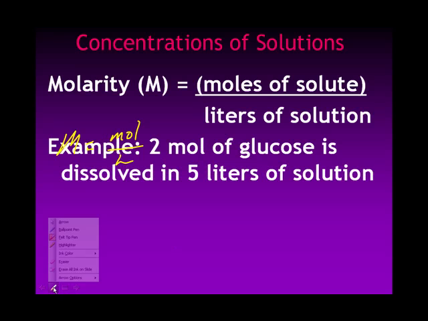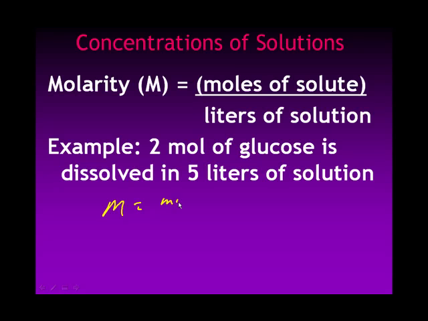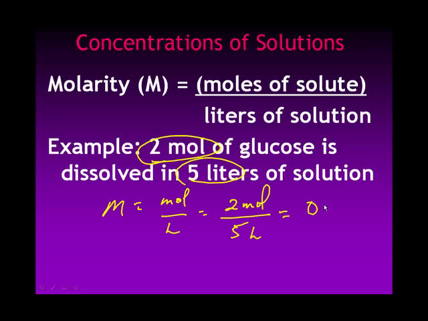So here's our first example. You have 2 moles of glucose dissolved in 5 liters of solution. So moles divided by liters. Here's my moles: 2 moles divided by 5 liters of solution. I calculate that out, and it's 0.4 molarity, or we would say this is a 0.4 molar solution. So that's as easy as molarity can be. You just take the moles and divide by the liters.